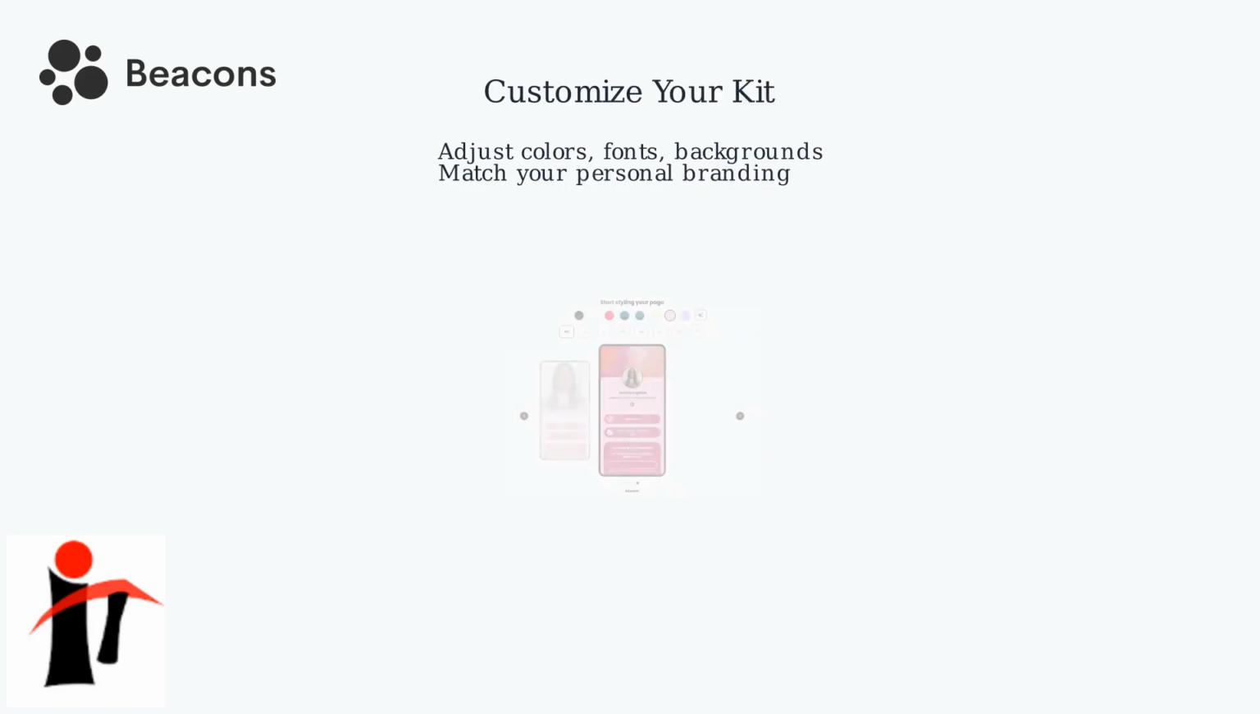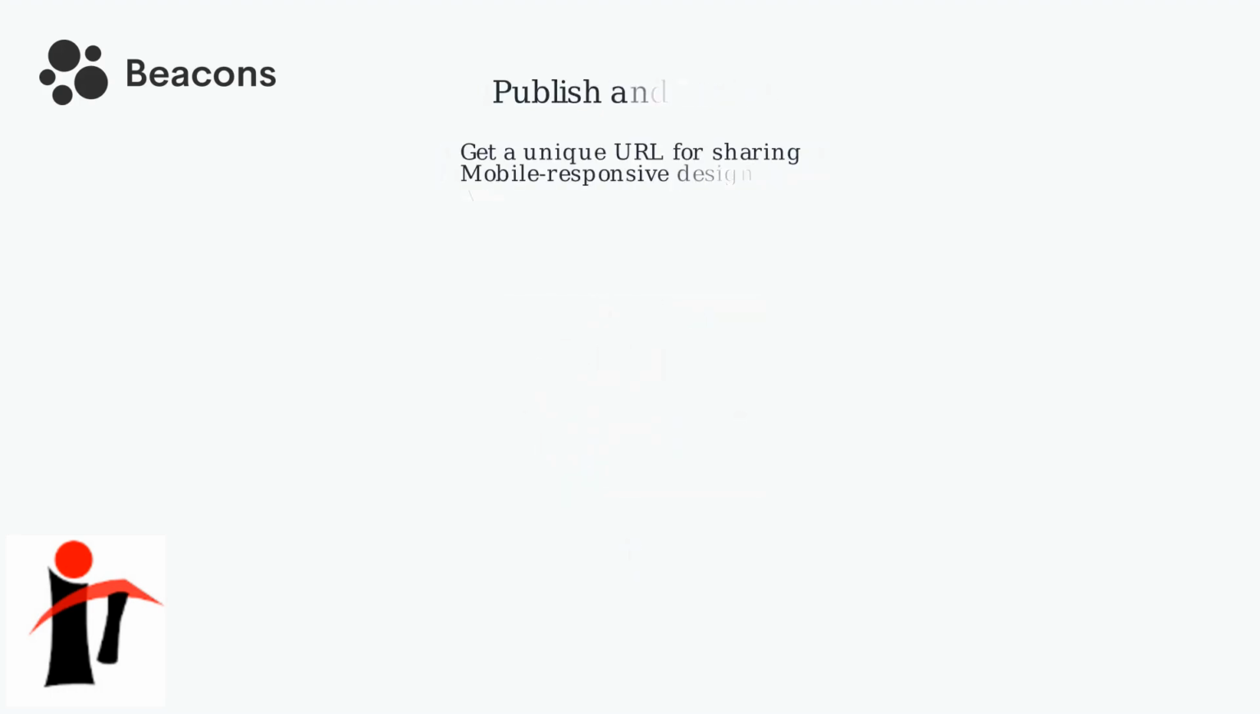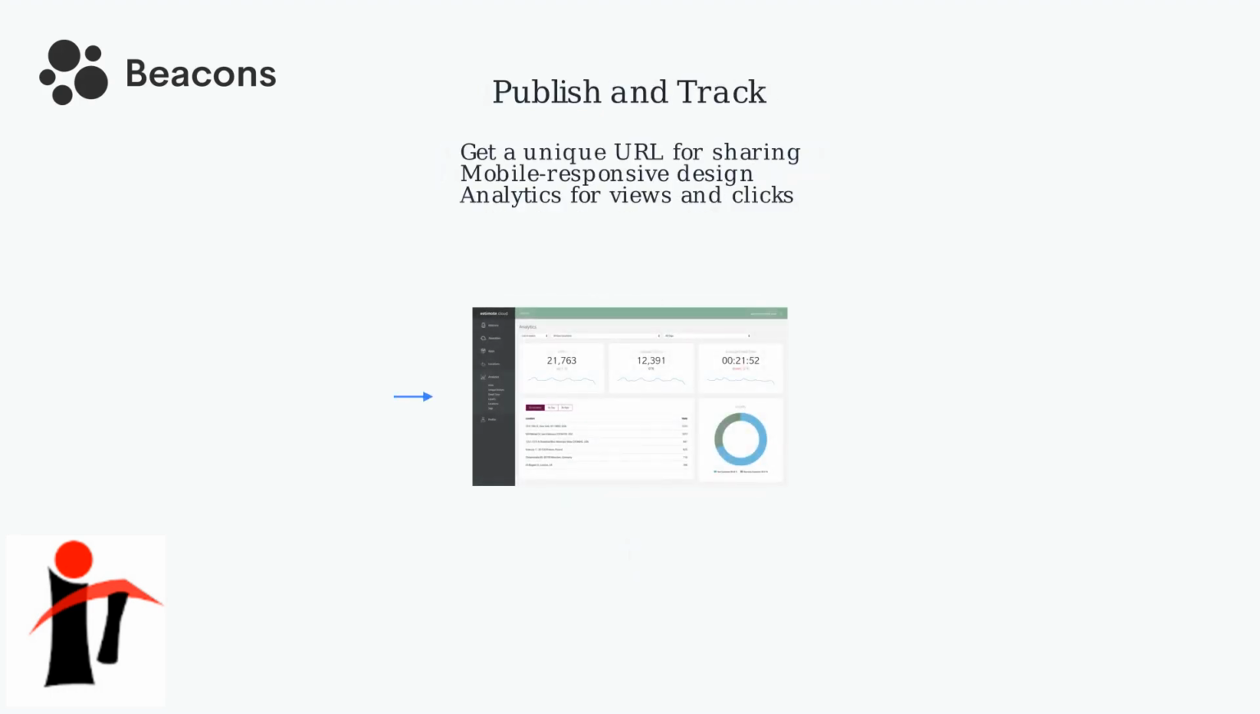Customize the colors, fonts, and backgrounds to match your personal branding. Once you're done, Beacons.ai generates a unique URL that you can share in your bios or DMs. Your media kit is now mobile responsive and includes analytics to track views and clicks.